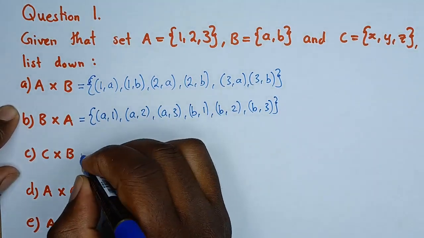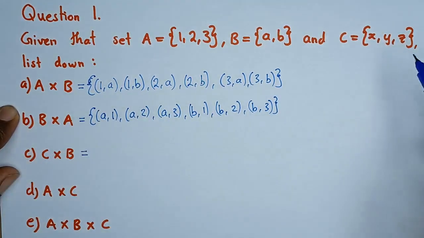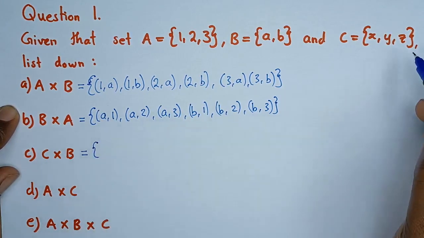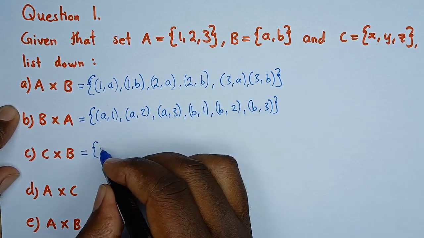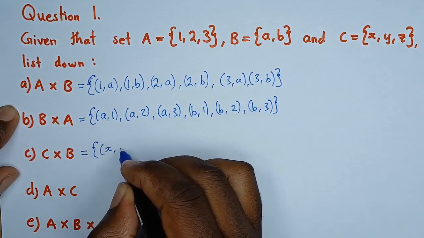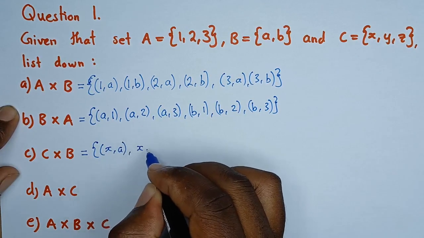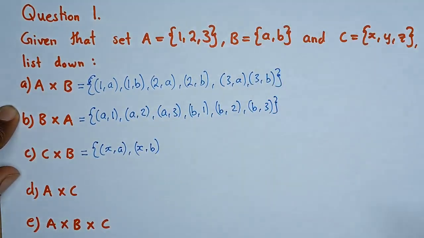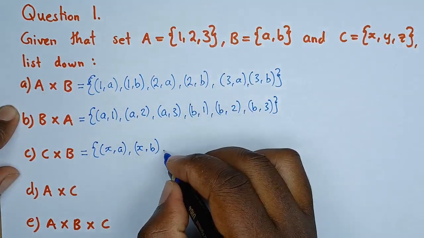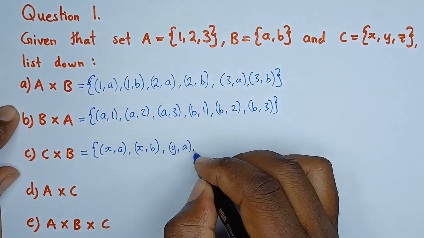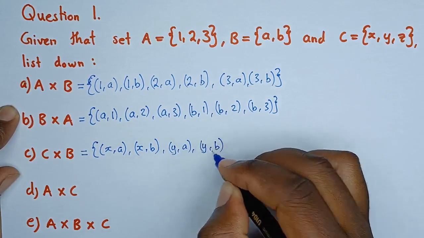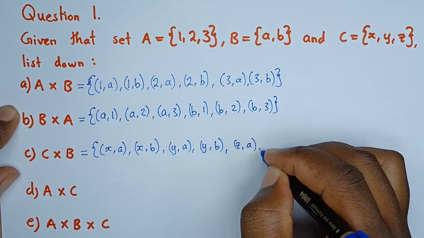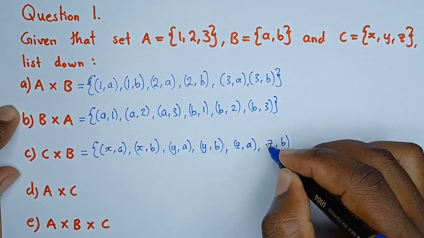Let's find the product of C and B. We start with the first element in C, which is x. So we have x multiplying with a, x multiplying with b. So x times a, x times b. Then we move on to y times a, y times b, just like that. Move on to z: z times a, z times b. So that's the product.